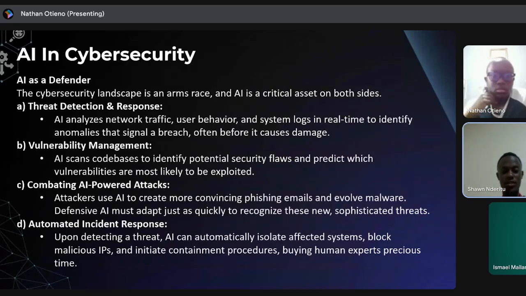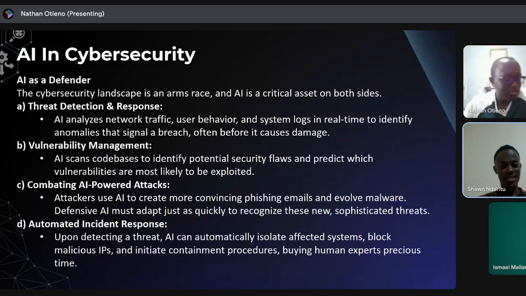Number one, we have threat detection and response. AI analyzes network traffic, user behavior, and system logs in real time to identify anomalies that signal a breach, often before it causes damage. B, we have vulnerability management. AI scans code bases to identify potential security flaws and predict which vulnerabilities are most likely to be exploited.